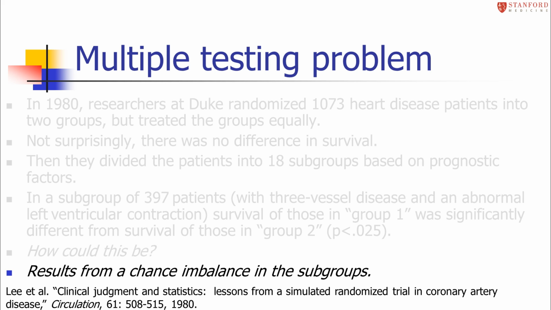You can get imbalances in your data, though, and if you start hunting around in your data enough times, you will find some statistically significant p-values that pop up just due to chance. This is the idea of the multiple testing problem.